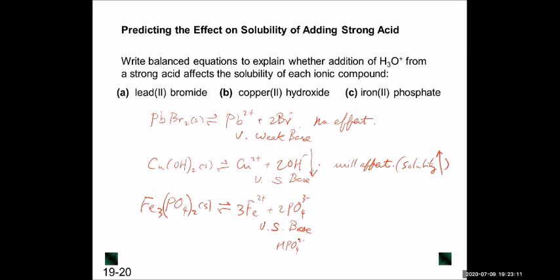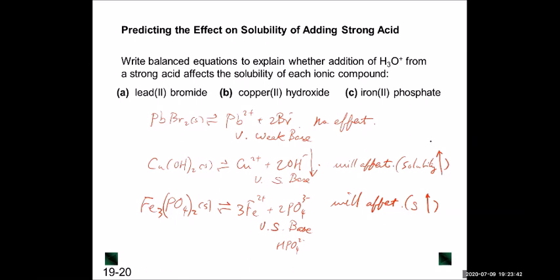Since it is a strong base, hydronium will react with it, and so this will affect solubility. Solubility will increase when you add the hydronium. So that's how you predict if adding acid or changing pH affects the solubility of the compound.